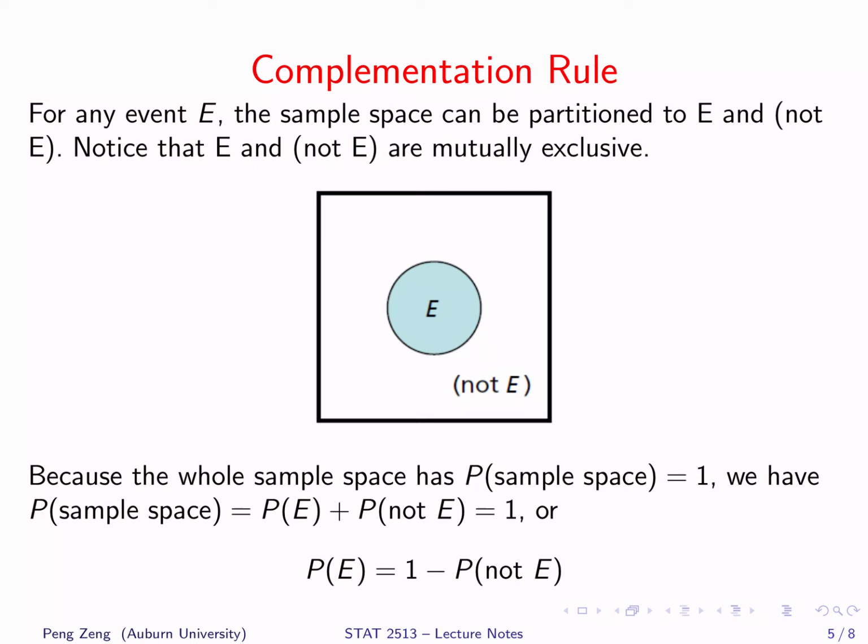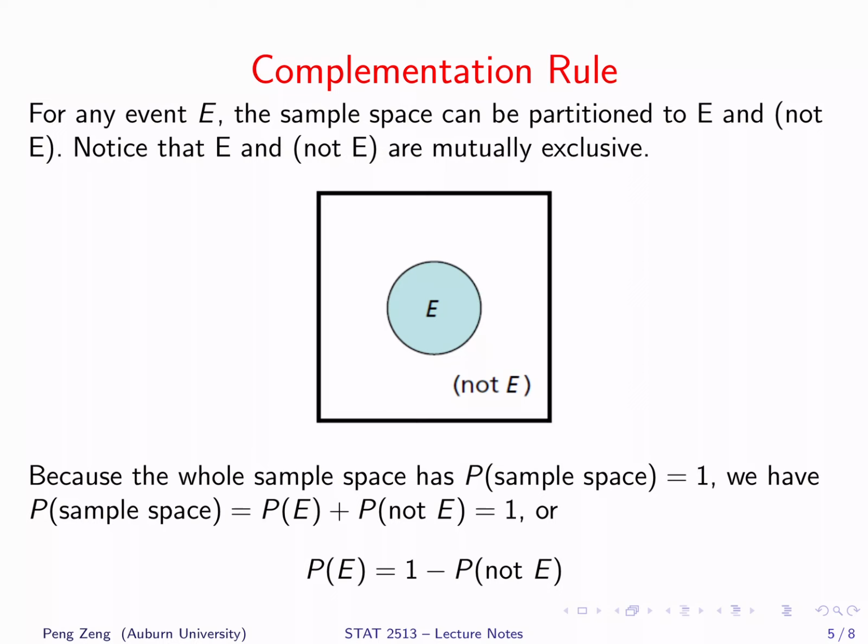Now let us check what the complementation rule is. This rule is used to connect the probability of not E with the probability of E. For any event E, the sample space can be partitioned into E and not E. Notice that E and not E are mutually exclusive. Hence, we can apply the special addition rule we just described. Probability of sample space equals probability of E plus probability of not E. Notice that the sample space is a sure event with probability 1.